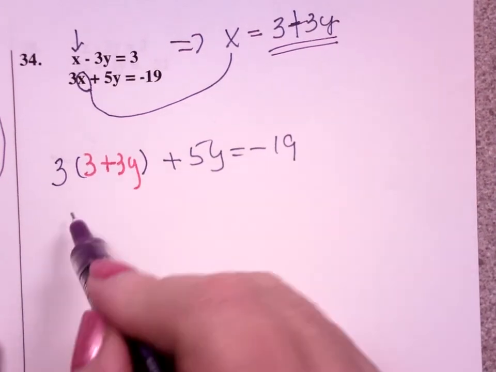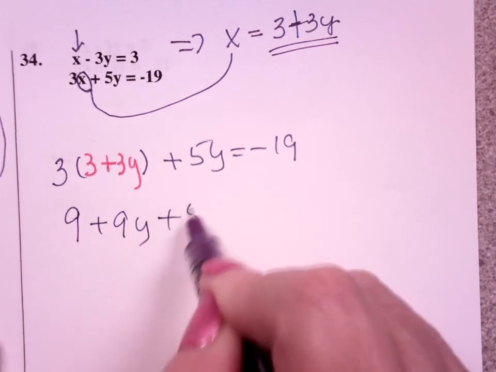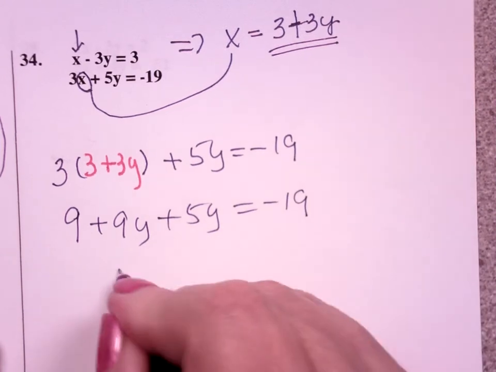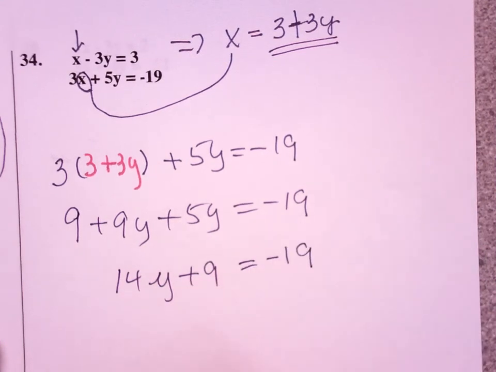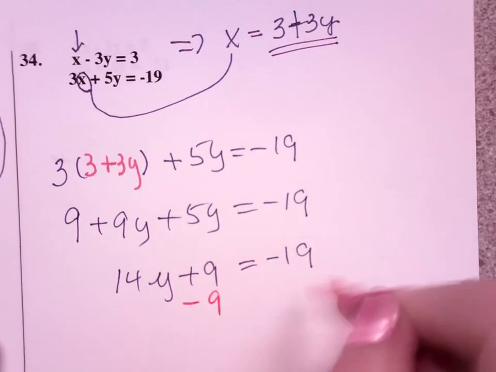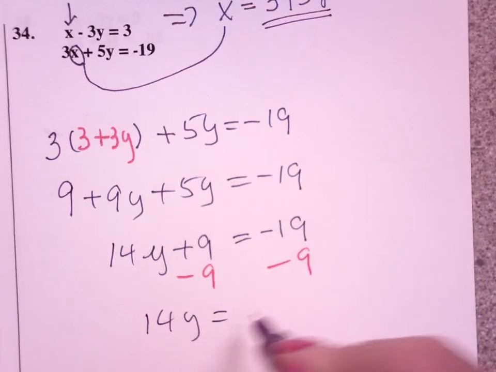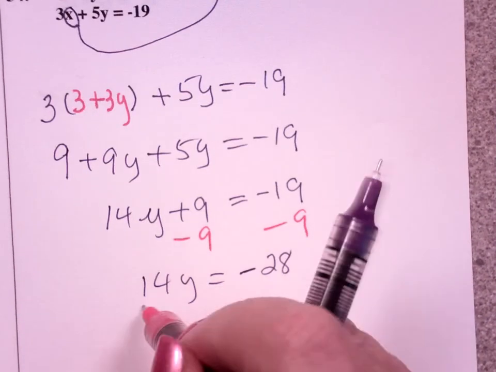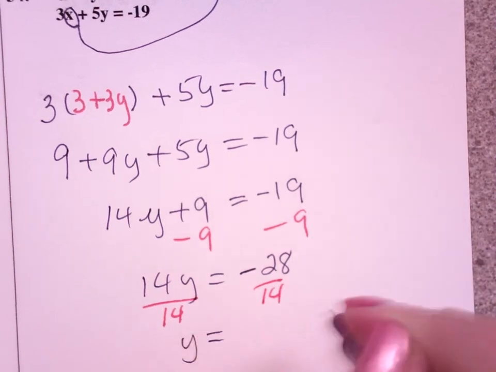Now I have an equation only in y. 9 plus 9y plus 5y equals negative 19. 14y plus 9 equals negative 19. Subtract 9 from both sides. 14y equals, isn't that cute, negative 28. Divide both sides by 14 so that y is negative 2.